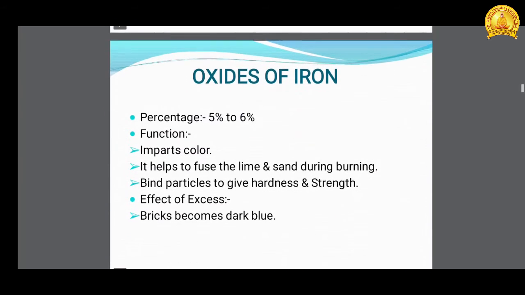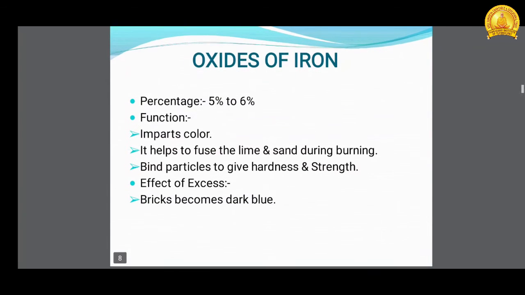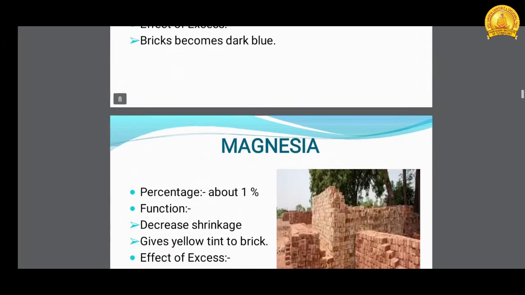Next component is oxides of iron. Its percent ranges from 5 to 6%. Its function is to impart color to brick and to help fuse the lime and sand during burning. Ultimately, it provides hardness and strength to brick. The effect of excess oxide of iron is that the brick becomes dark blue or blackish in color, and inadequate iron oxide results in a yellowish color.